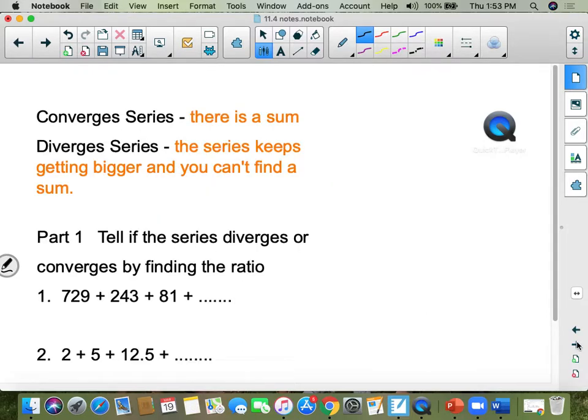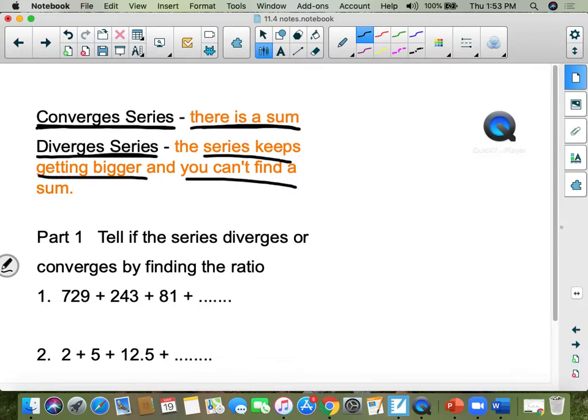Okay, so there's only 2 parts for today's assignment. There's only 3 templates. A converging series, you can find the sum. A diverging series, the series keeps going and keeps getting bigger and bigger, and you can't find the sum.